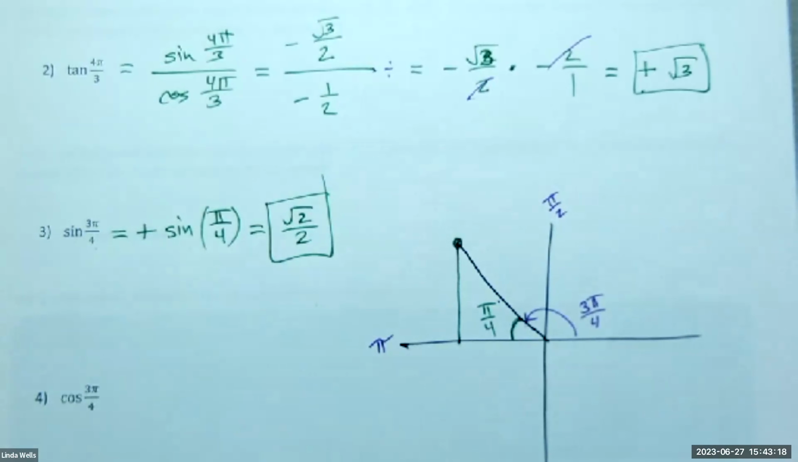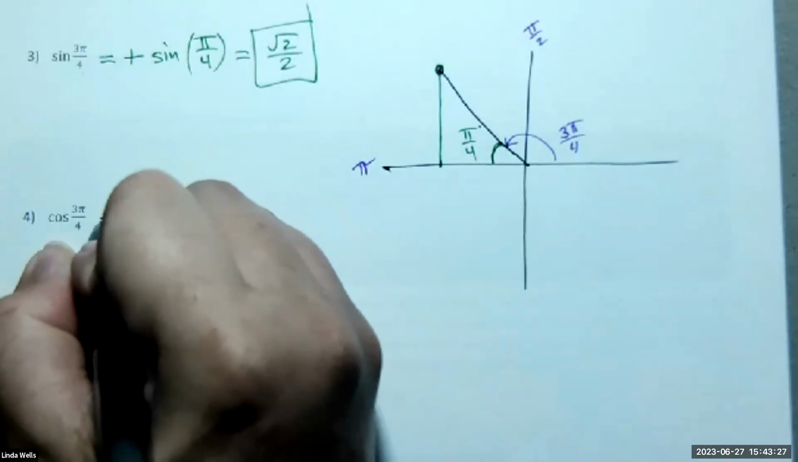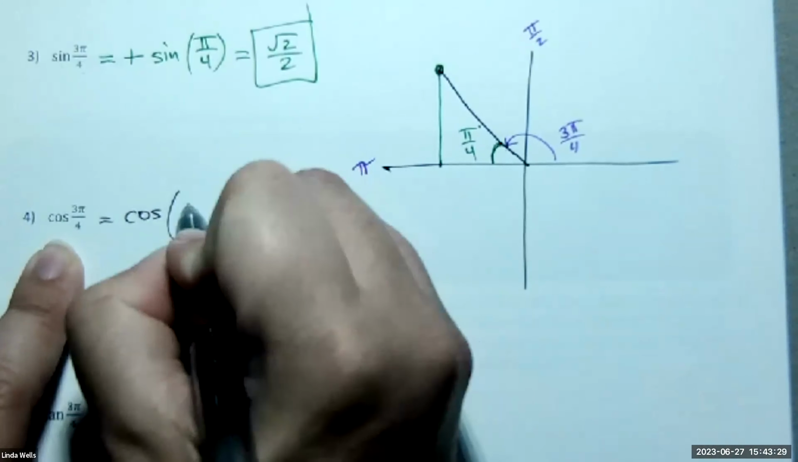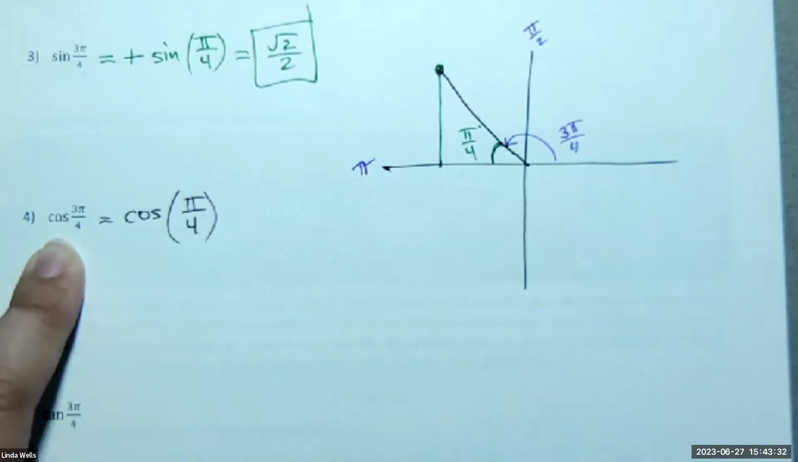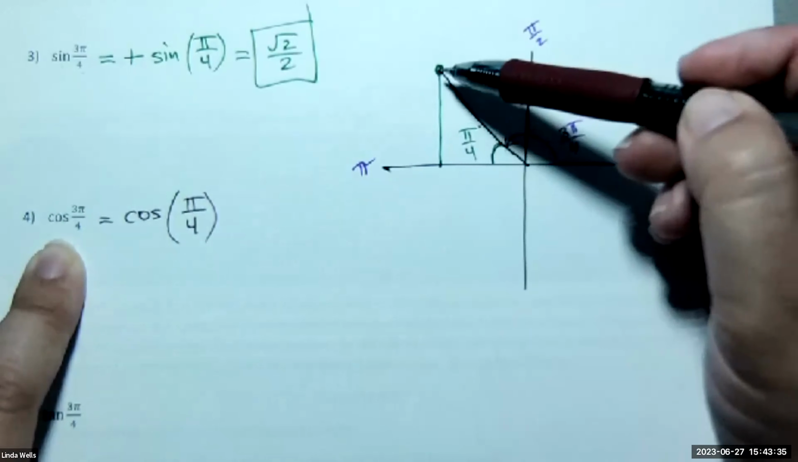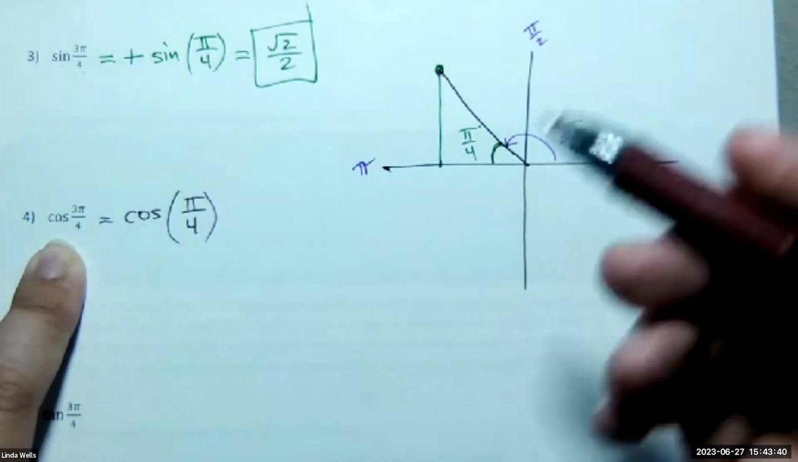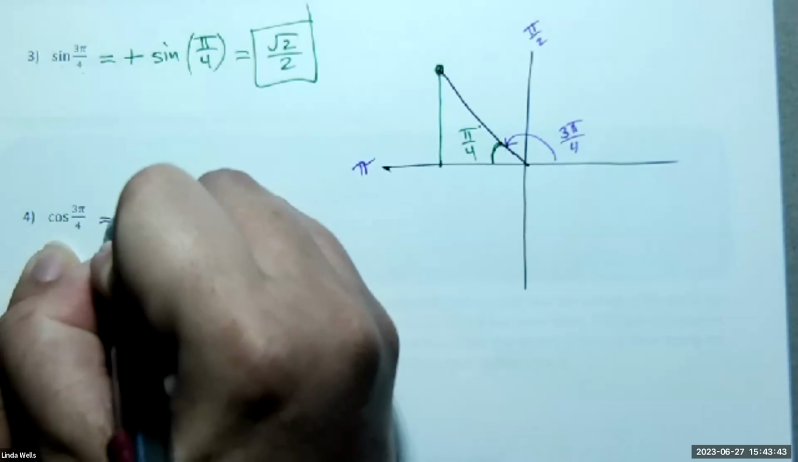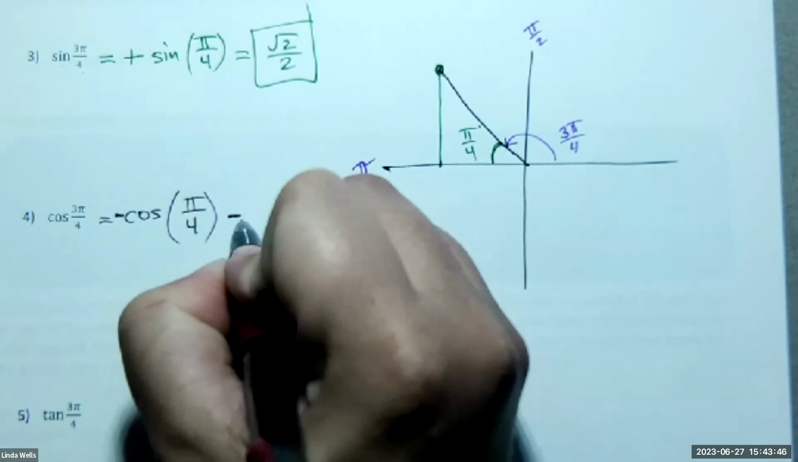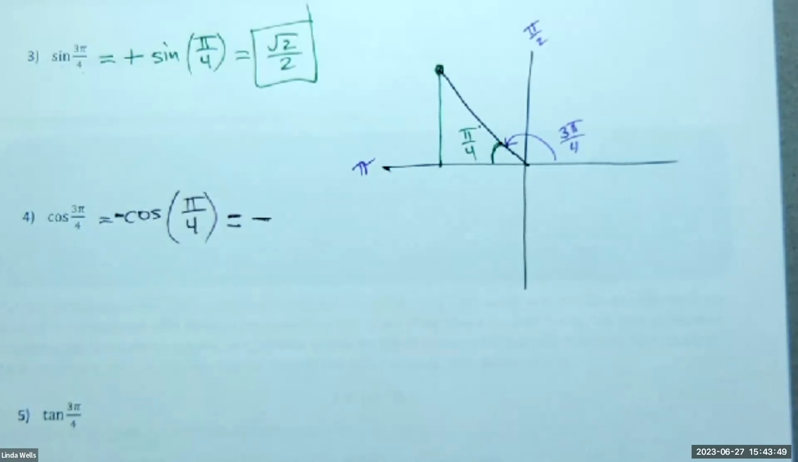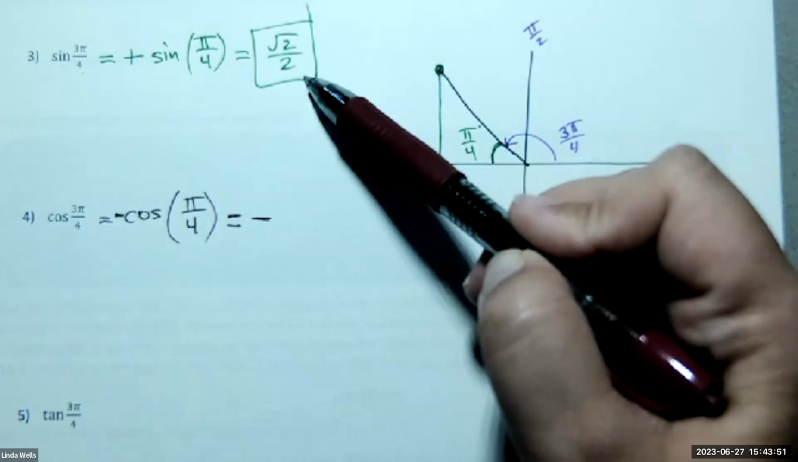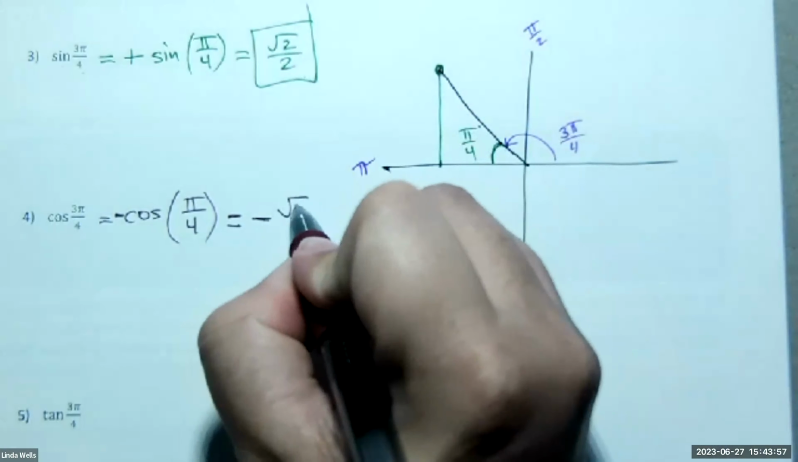Do I need to draw a whole other angle graph in order to answer cosine of 3 pi over 4? No. This is the same as cosine of who? I just have to check the signage. Cosine is x. So if you look over here at this point, is x positive or negative on the left side? Negative. Or you can use the circle. All Students Take Calculus. Cosine is negative. So we get negative. What's cosine of pi over 4? The same thing as sine. Square root of 2 over 2.